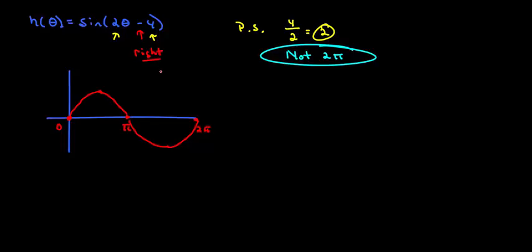Remember, we go the opposite since it's on the inside here of the parentheses. So since we're shifting to the right by 2, it's not that we're shifting by 2 pi. We're just shifting by 2 radians. Okay, well, how much is 2 radians? Well, remember, pi is 3.14. 2 pi is like 6.28.